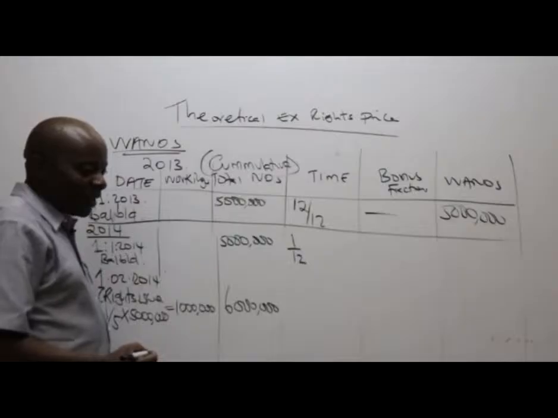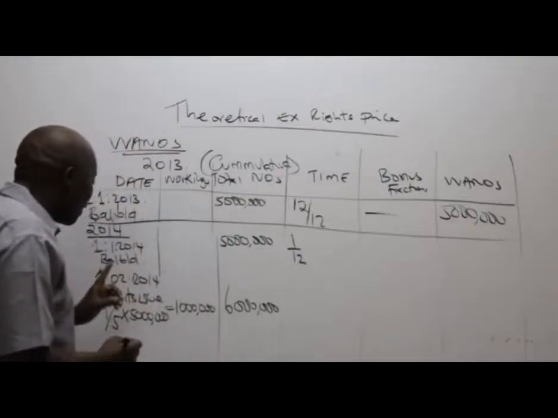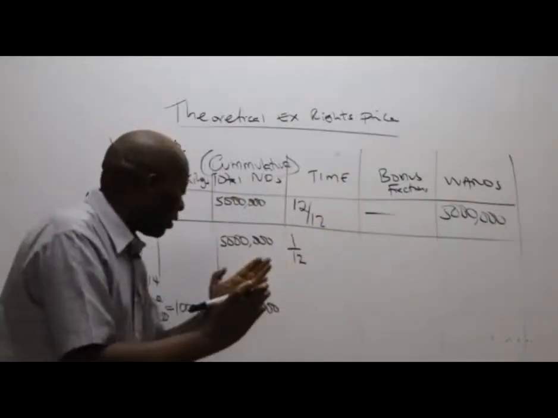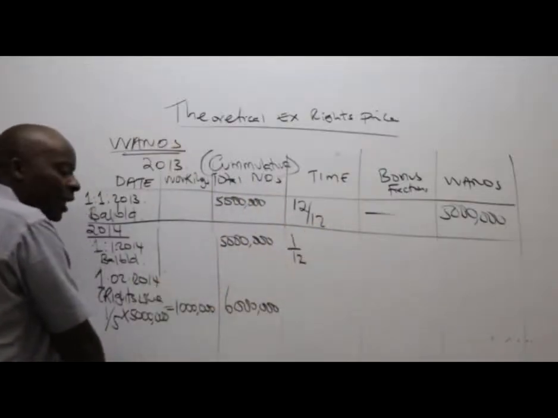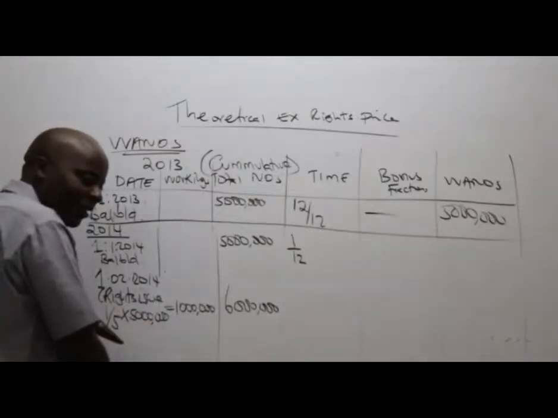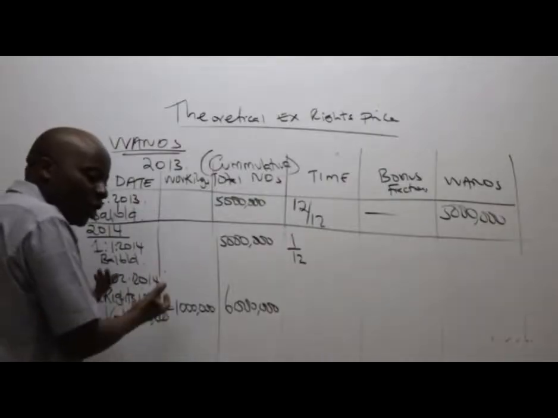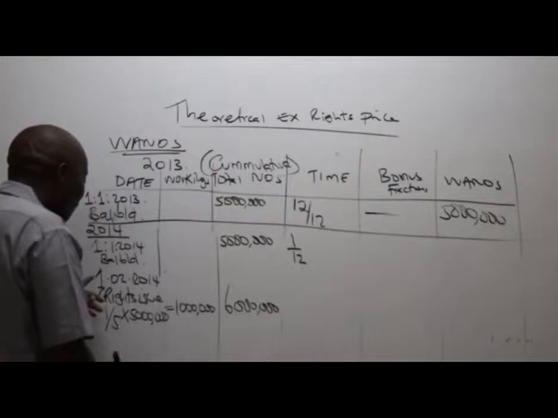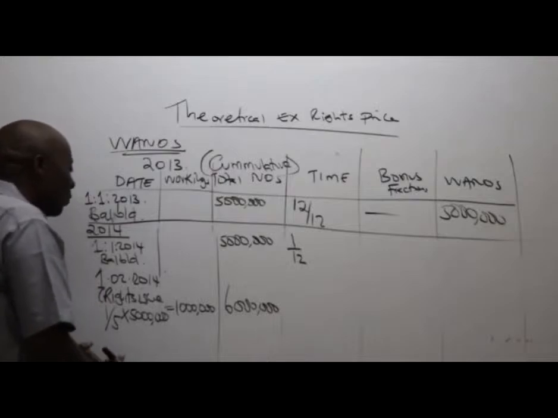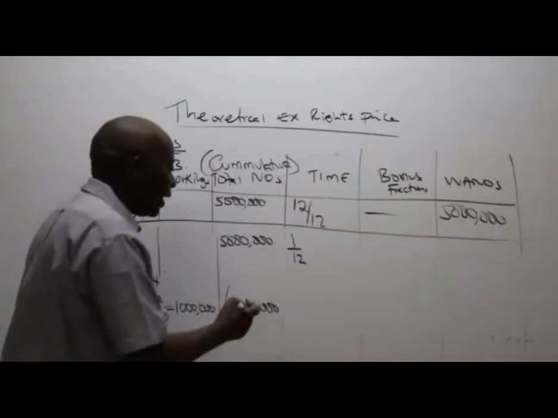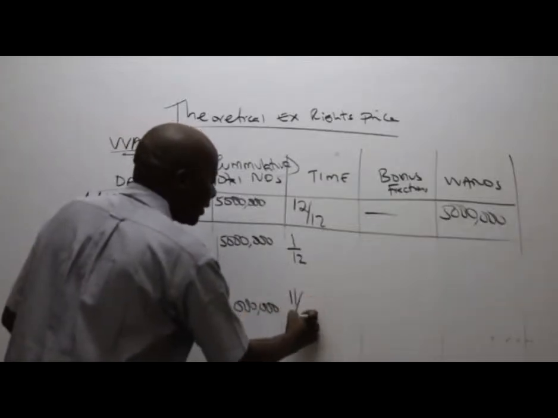1 over 12. And then from there we can see, ladies and gentlemen, quite a wide road leading us from this date to the end of the year. Nothing happens in between. From this rights issue, we have no new issue of shares, right? So from 1st of February to the end of the year, which is 31st December 2014, how many months do we have? We have 11 months. So it will be 11 months over 12 months.